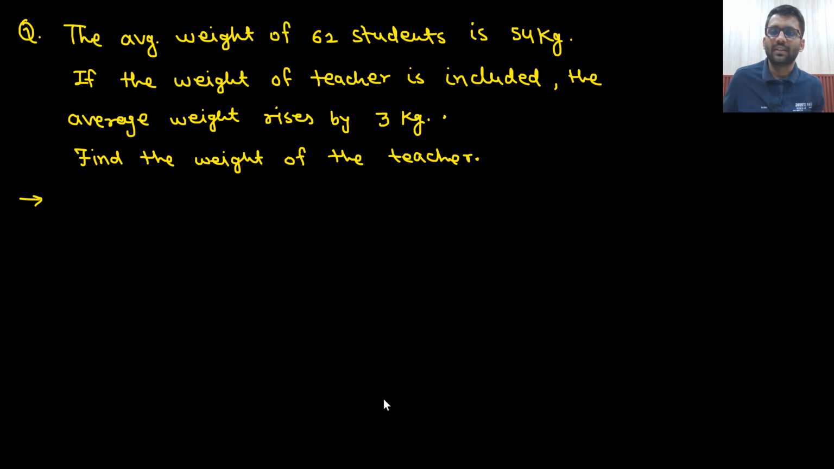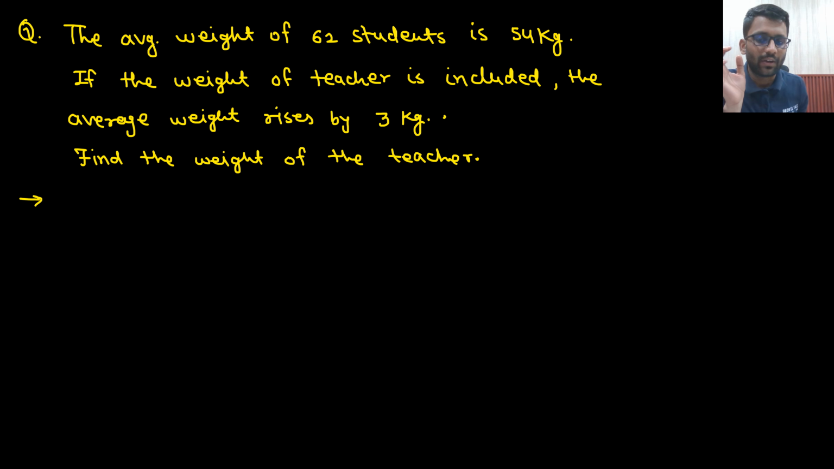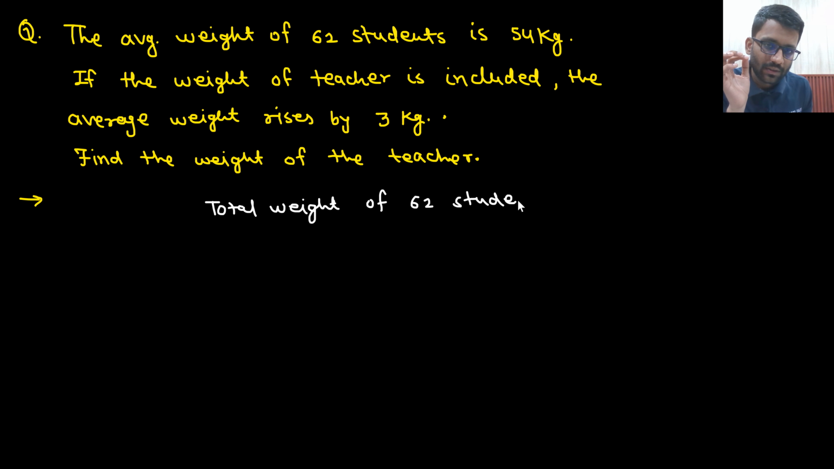Okay. See the next question. The average weight of 62 students in the class is 54 kg. So there are 62 students in the class. What is the total weight of those 62 students? That would be 62 into 54. Tell me, is that correct? So I can write total weight of 62 students would be 54 into 62 kg. This is the total weight.